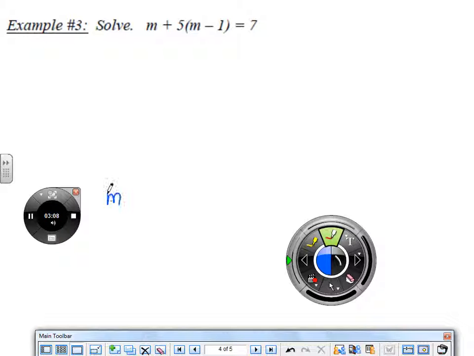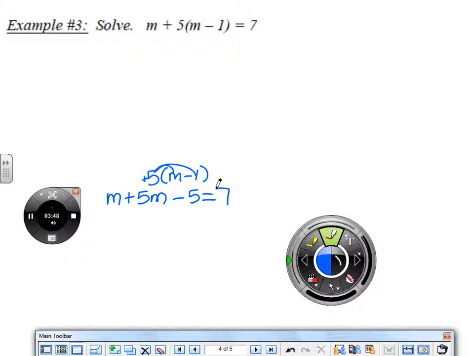So I have an m. Now I'm distributing this positive 5 to the m minus 1. So positive 5 times positive m is positive 5m. Positive 5 times negative 1 is negative 5. Is that okay? Is distribution all I had to do to simplify the left side?